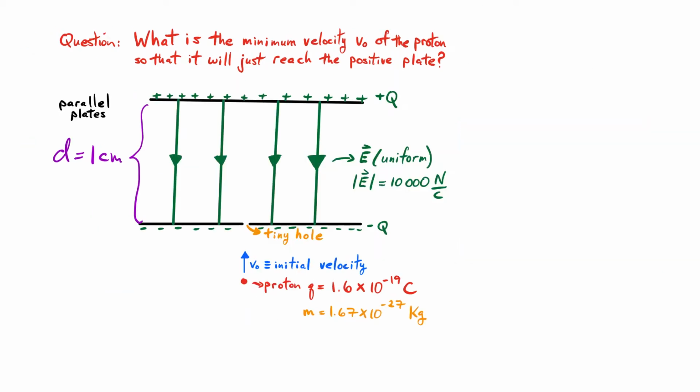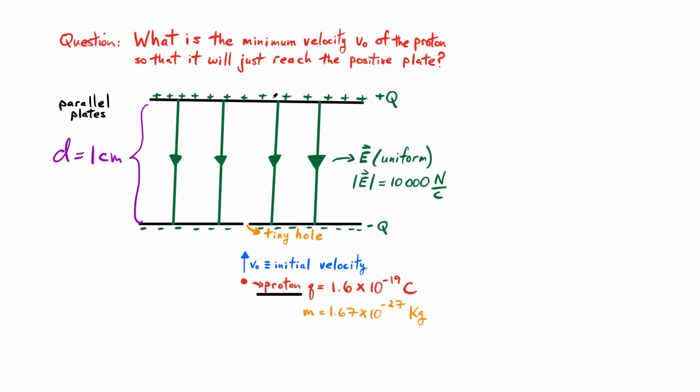All right, here's some of the key information for this problem. So we have a charged particle, in this case a proton. If it's a proton, we know the charge is 1.6 times 10 to the negative 19 coulombs. It's a proton, so you just look up this number. We also know the mass of that charge, which is 1.67 times 10 to the negative 27 kilograms.